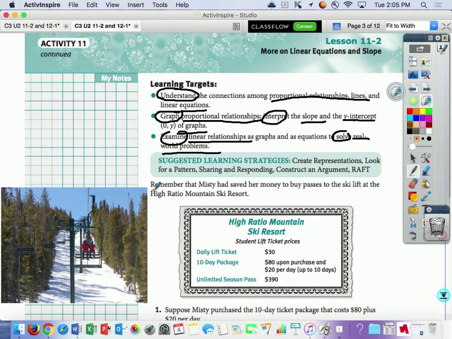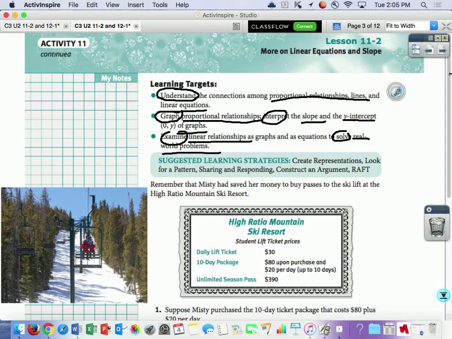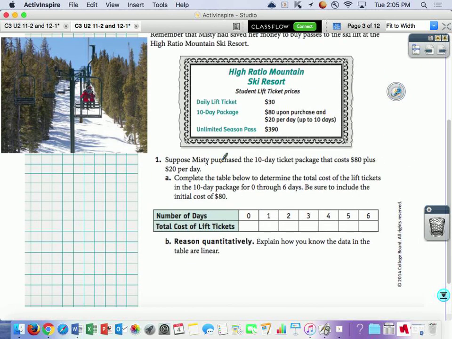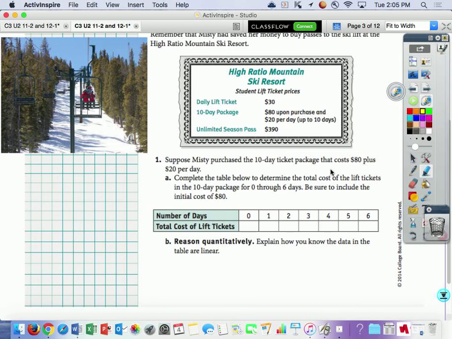All right. Remember that Misty had saved her money to buy passes to the ski lift at the High Ratio Mountain Ski Resort. Suppose Misty purchased the 10-day ticket package that cost $80 plus $20 per day. So that's our important information there. So I'm going to highlight it. Lift ticket, 10-day ticket package that cost $80 plus $20 per day. So we can see that right here.